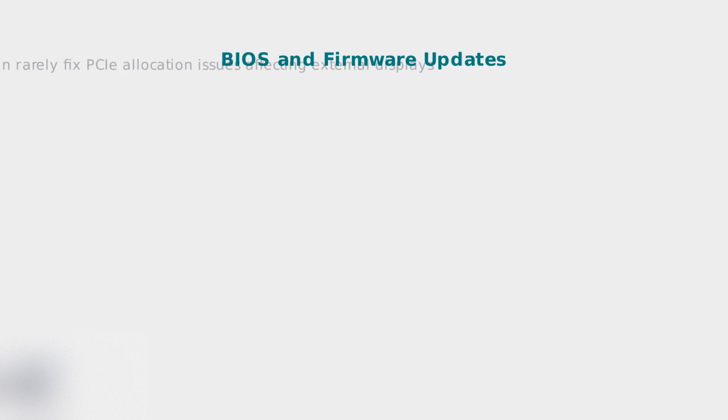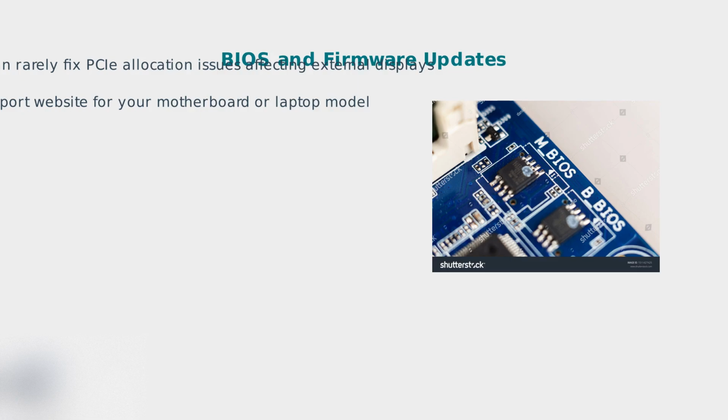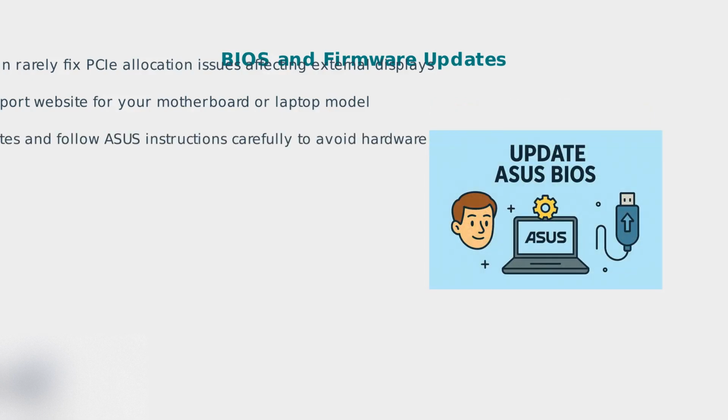BIOS and firmware updates are rarely needed, but can resolve specific display connectivity issues, particularly those related to PCIe allocation affecting external monitors. To update BIOS, visit the ASUS support website and search for your specific motherboard or laptop model to find the latest firmware. Download the update file and follow ASUS's detailed instructions precisely to prevent hardware damage during the flashing process.